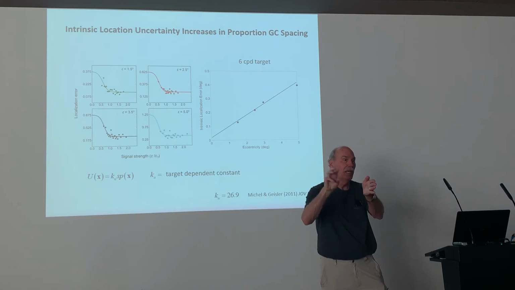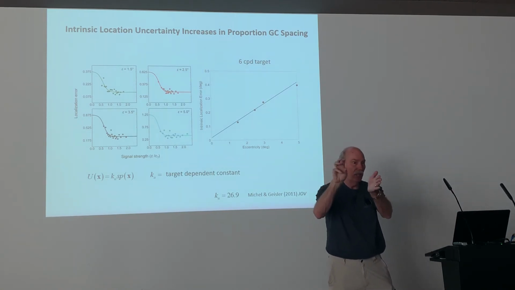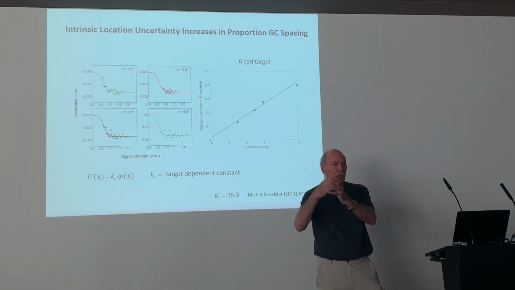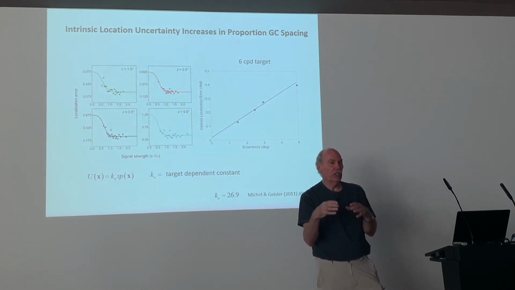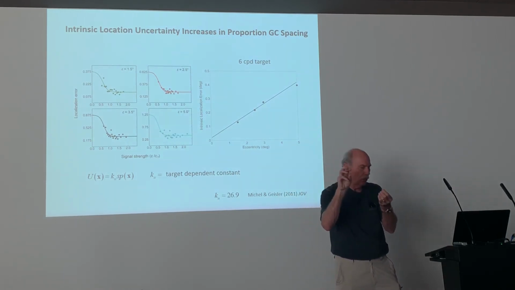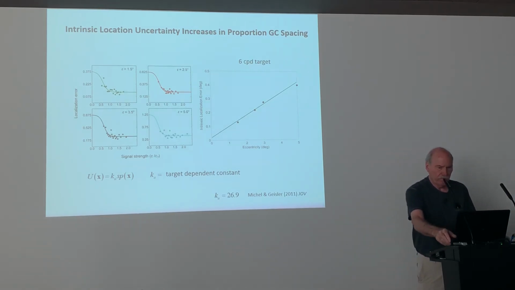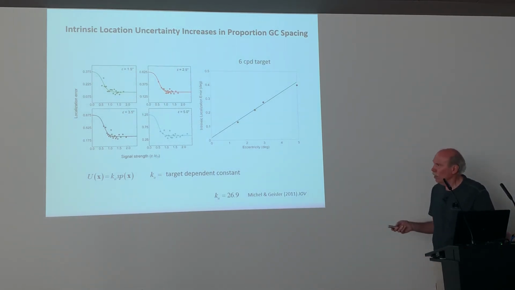That's because we have internal uncertainty. That's why detection with a target of known location is still a visual search task. You're still looking around for that target. And so we measured that. Again, there's a target-dependent constant. That amount of uncertainty will depend somewhat on the target.